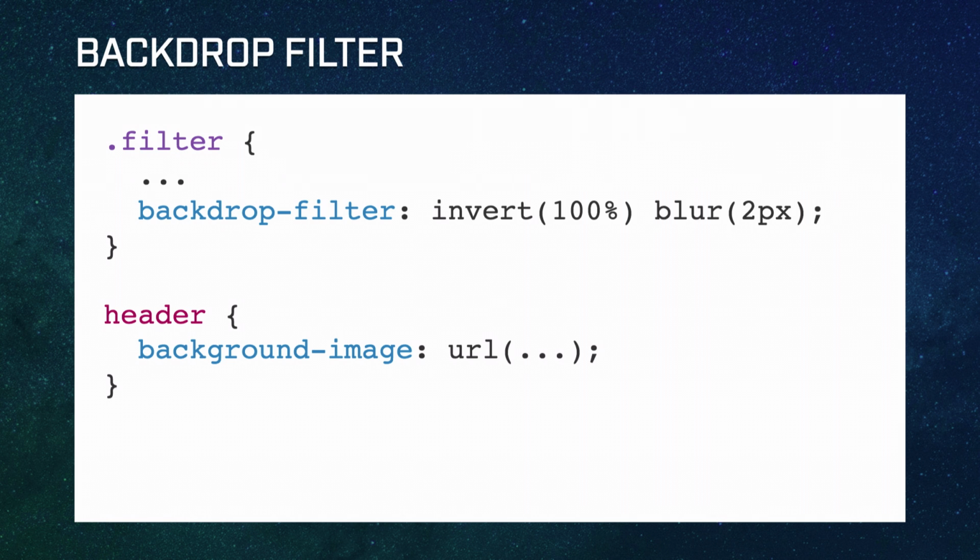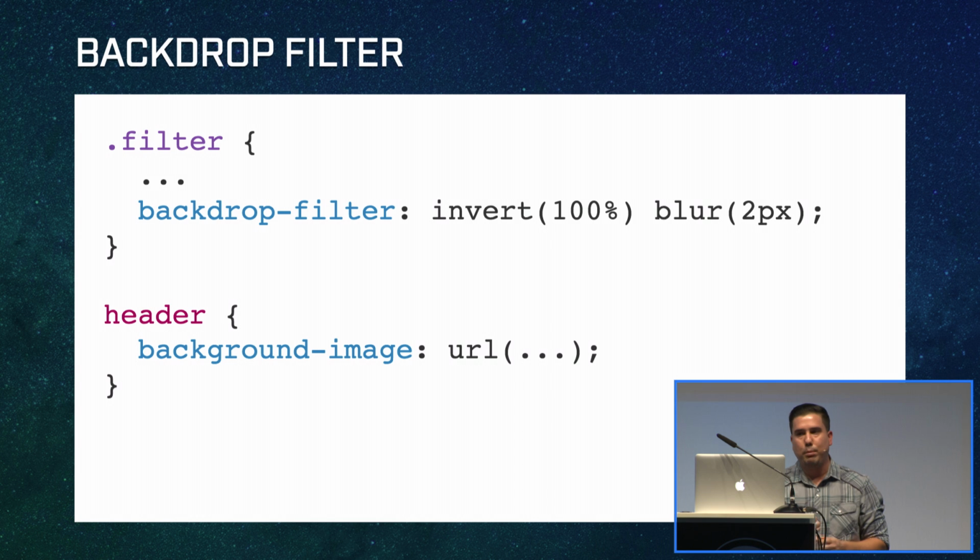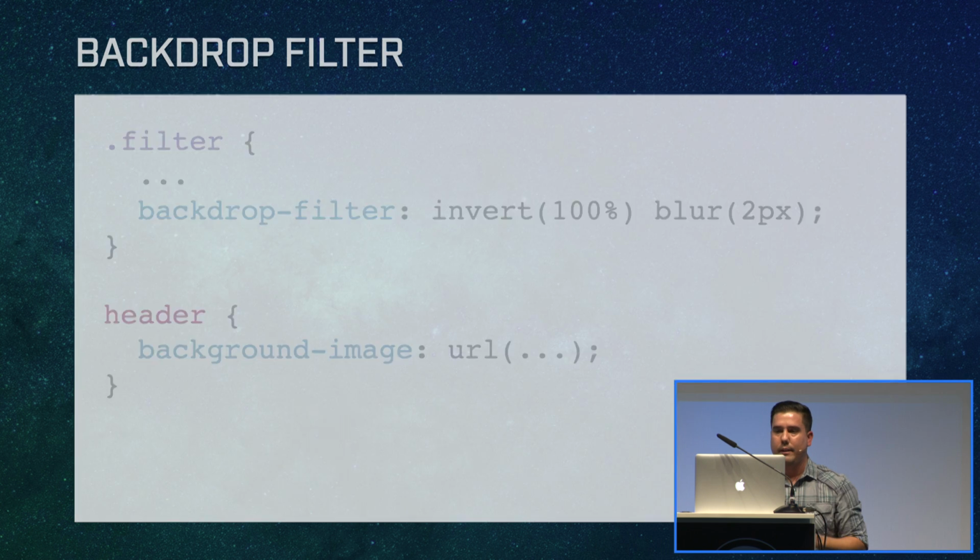So the way this works, the backdrop filter feature needs at least two elements to work properly. You need a target element that you apply the filter to, like our filter rule here. And then you need an element behind or underneath the target, and that's the backdrop area. That's the area that's going to be affected by the filter effects you apply. So for instance, this is setting the backdrop filter to invert the colors by 100% and blur them by 2 pixels. So any area behind that.